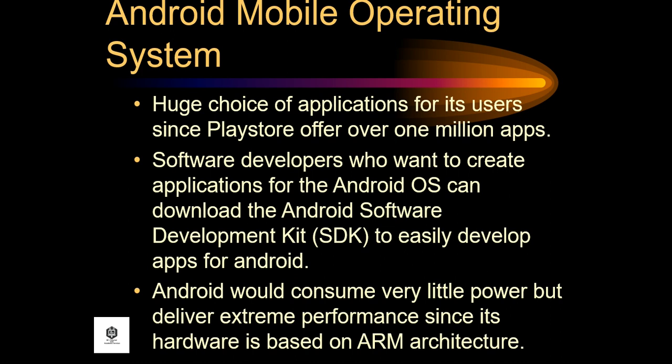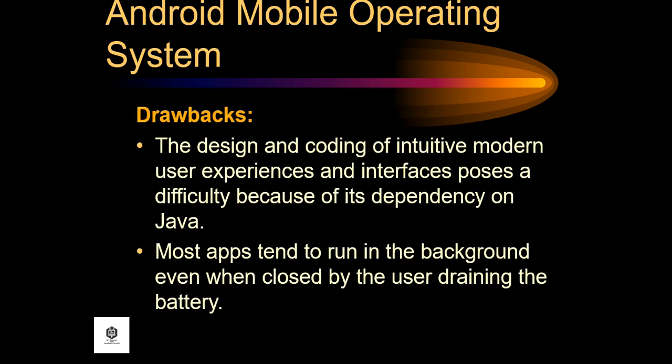A huge choice of applications is available for its users since Play Store offers over 1 million apps. Software developers who want to create applications for the Android OS can download the Android Software Development Kit or SDK to easily develop apps for Android. Android consumes very little power but delivers extreme performance since its hardware is based on ARM architecture.